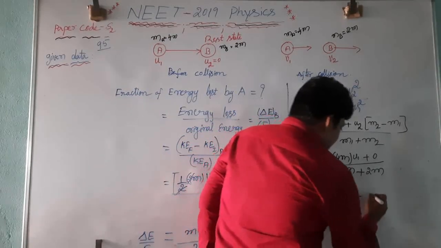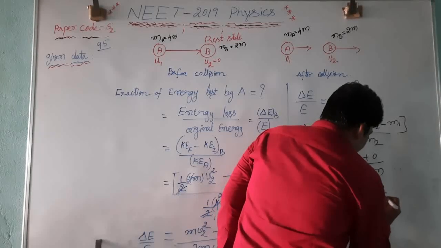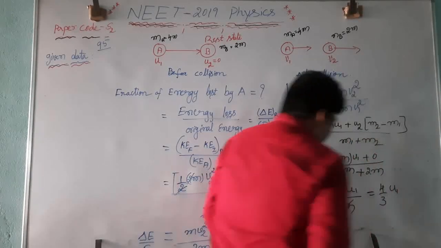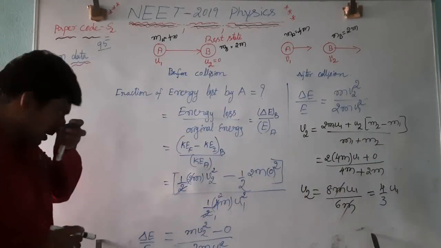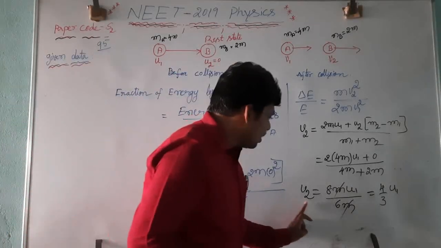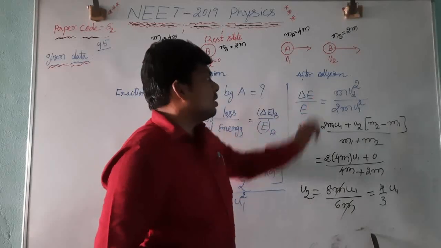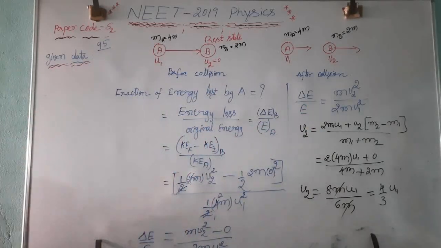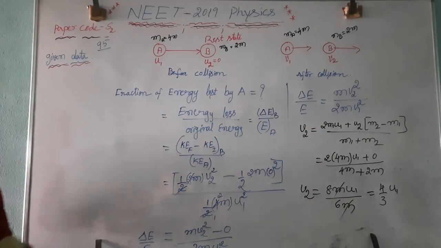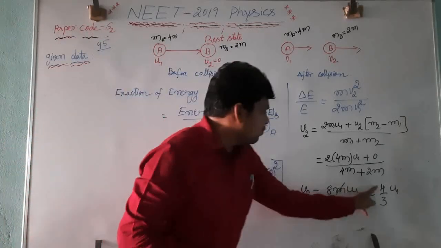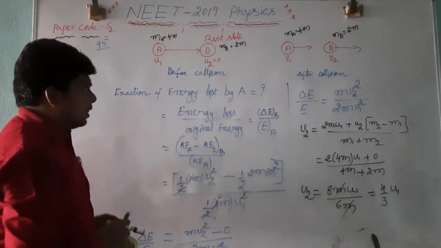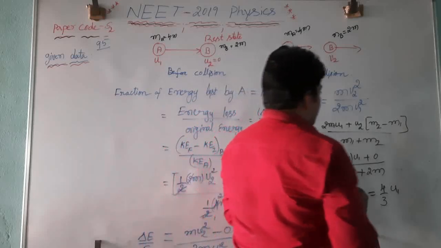that is nothing but 4 by 3 u1. Now we got v2 is equal to 4 by 3 u1. Where do we have to substitute this? In the equation of this one. Now we have to substitute v2 equal to 4 by 3 u1 in equation number 1.